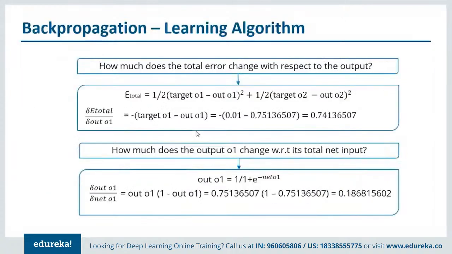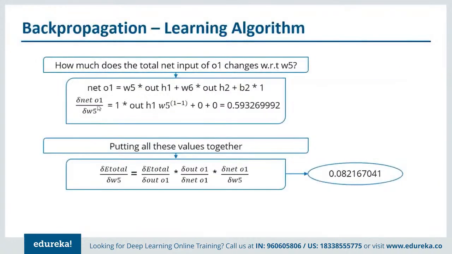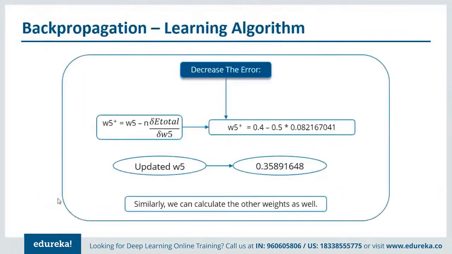Let us see how we do that. How much does the total error change with respect to the output? E total by out O1, we calculate it, and it came to around 0.741. Similarly, we calculate how much the output O1 changes with respect to the net output, and we get this. After that, we calculate the change of net output with respect to W5 also, and we got this. Finally, we put all these values together and found the change in the error with respect to the change in weight W5, which came to around 0.082167041. Now is the time to update the weight. So how are we going to update the weight?